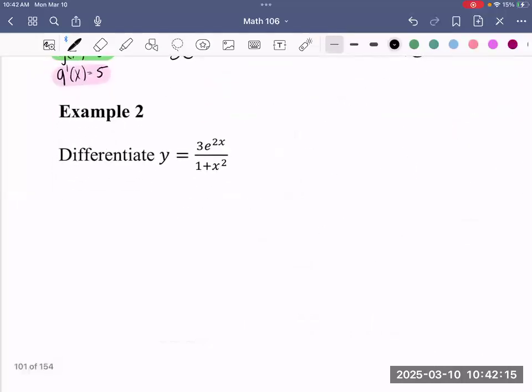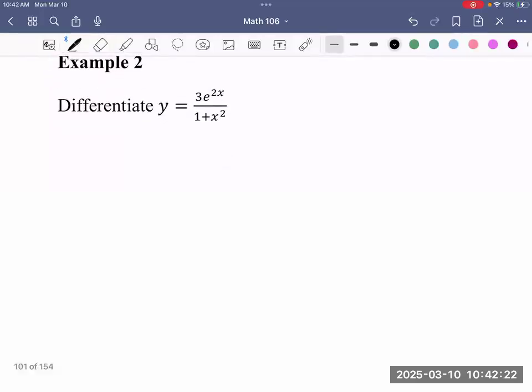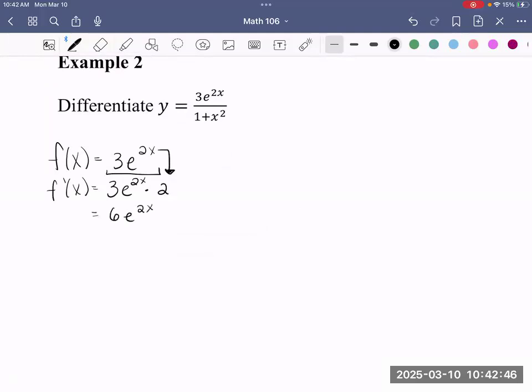So let's have you try it one more time with example 2, kicking it up a notch. So see what you can do just by pausing the video. Well, f of x is 3e to the 2x. And when we take the derivative of it, with your chain rule, keep everything the exact same to start, and now derive your exponent. That would just be 2. So we get 6e to the 2x. That is the derivative of f of x.